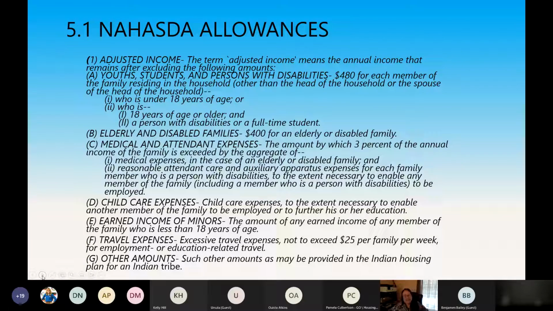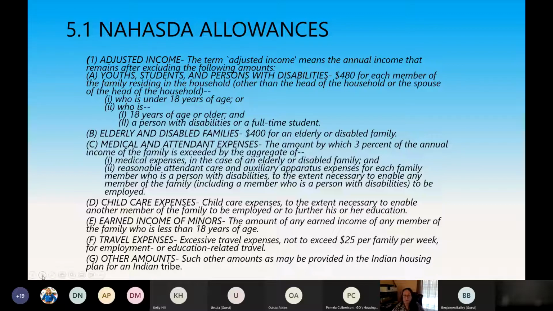Medical and attendant expenses: the amount by which 3% of the annual income of the family is exceeded by the aggregate of medical expenses in the case of an elderly or a disabled family, reasonable care and auxiliary apparatus expenses for each family member who is a person with disabilities to the extent necessary to enable any member of the family, including the person with the disability, to be employed.